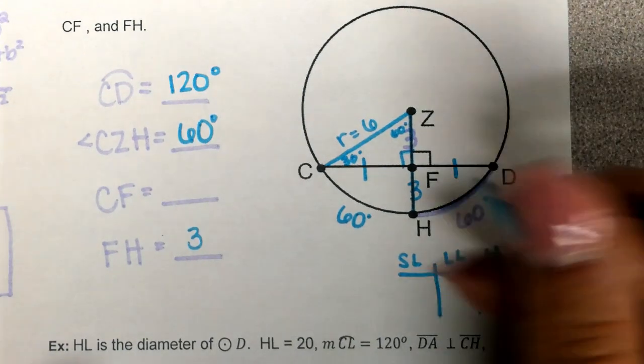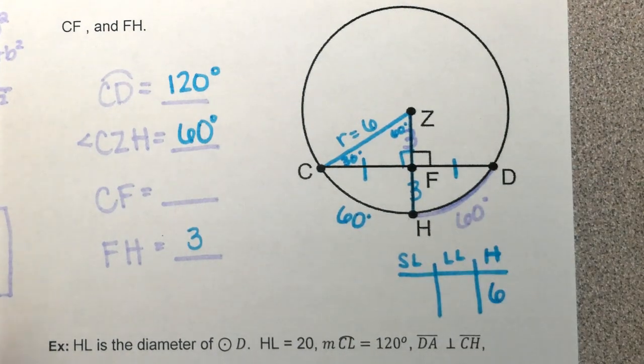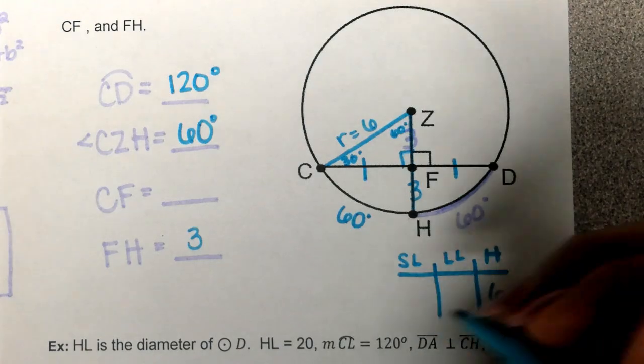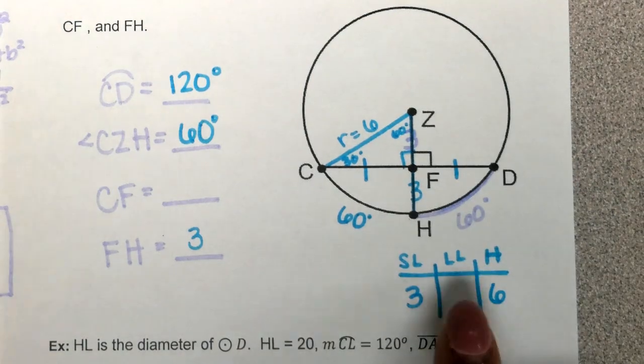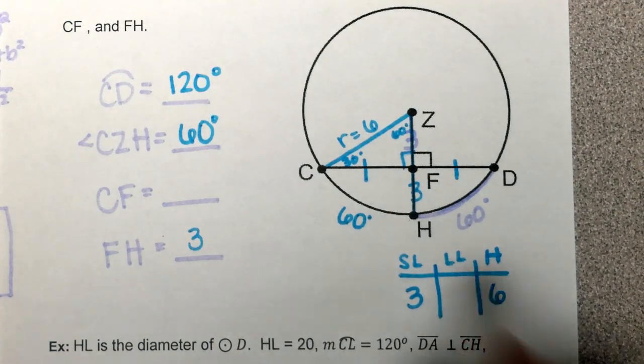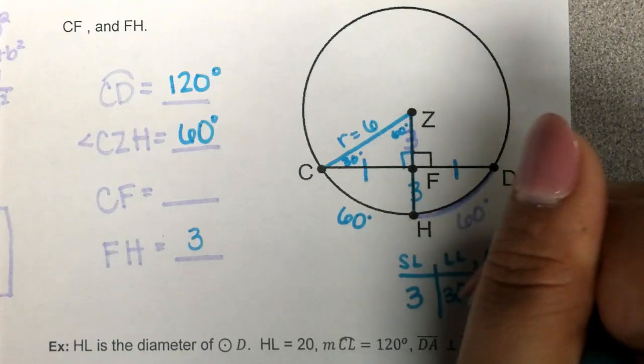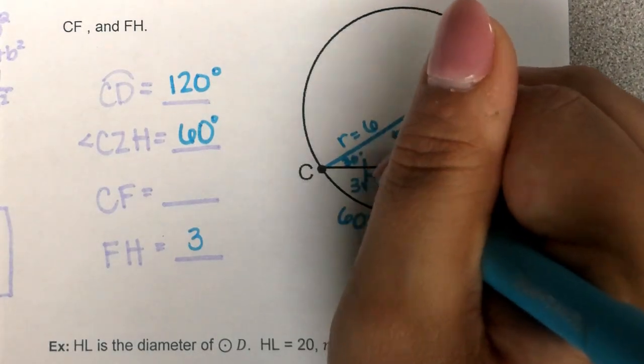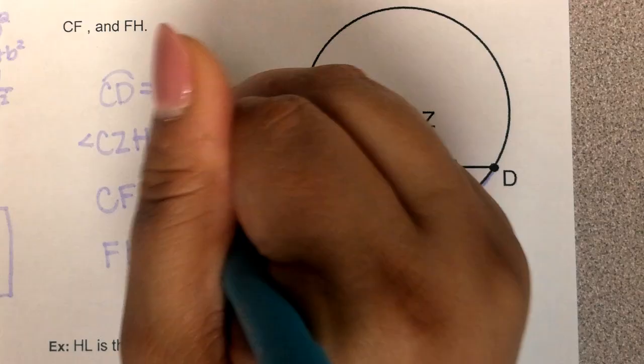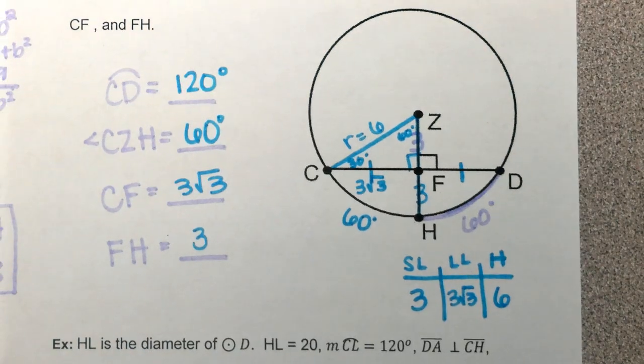What's my hypotenuse? 6. What else do I have? The short leg is 3. What is my long leg going to be? 3 root 3. And do y'all agree that is CF? And there's my answers. Again, could you have done Pythagorean theorem instead? Absolutely. But then you would have had to do your little tree or your little chart to simplify the radical.